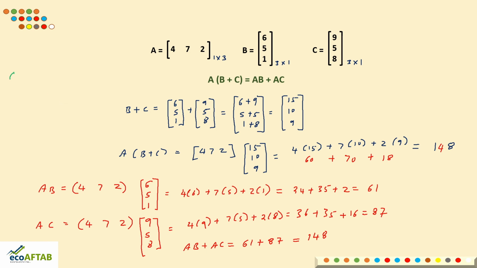A into B plus C, we got 148. Similarly, the second part, AB plus AC, is also 148. So both these numbers are the same. So I can say that the distributive law of matrix multiplication holds with regard to matrix algebra.